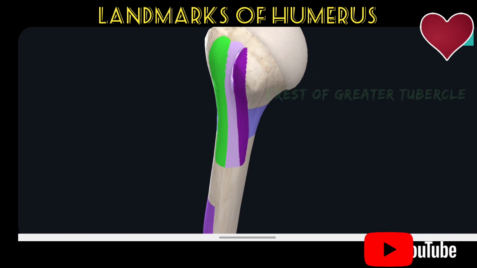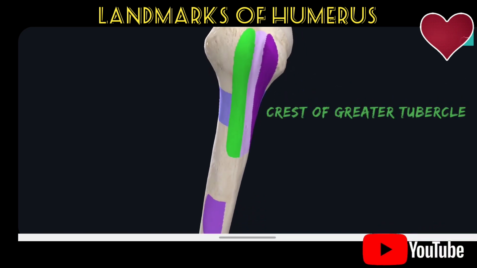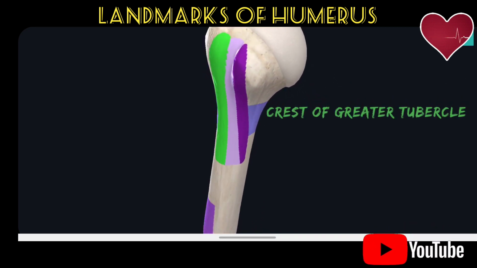Now we're going to learn about the crest of greater tubercle. This green part is known as the crest of greater tubercle, and it is a rough part and longitudinal ridge located on the anteromedial aspect of the greater tubercle, and it forms the posterolateral border of the intertubercular sulcus.